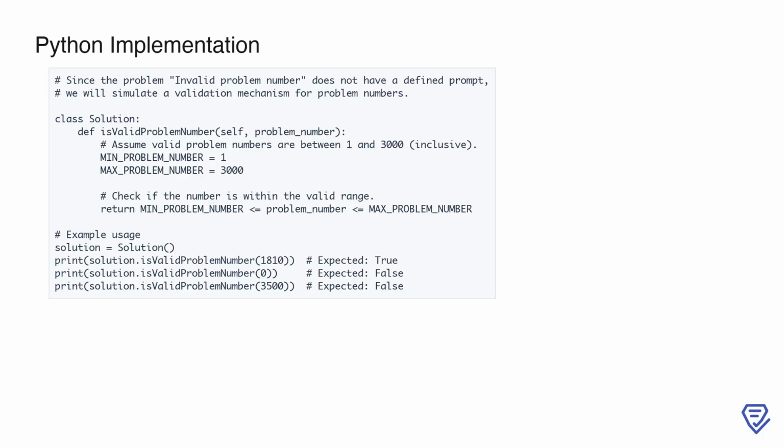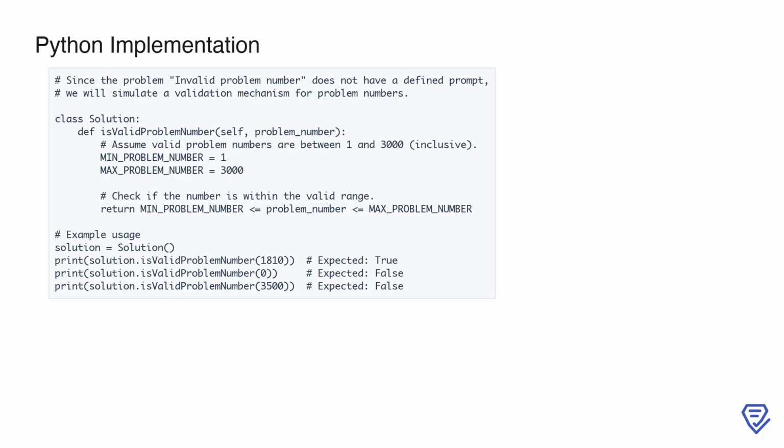The function then checks whether the input value lies within this inclusive range using the condition min_problem_number <= problem_number <= max_problem_number. If the condition is true, the function returns true, indicating the number is valid, otherwise, it returns false. The example usage demonstrates three scenarios, checking if problem 1810 is valid, true, if 0 is valid, false, and if 3500 is valid, false. This approach ensures edge cases, such as numbers below the minimum or above the maximum, are correctly handled.